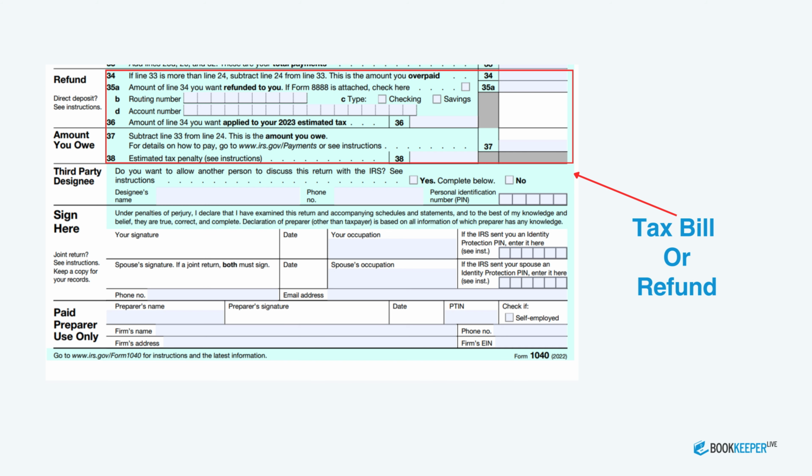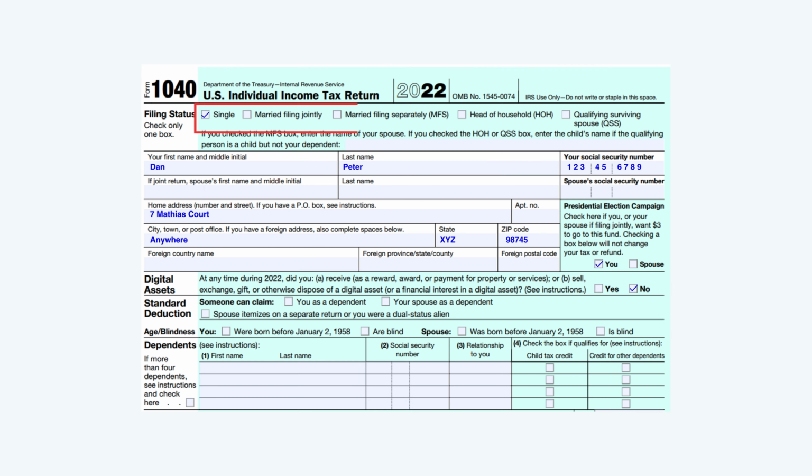Now, let's take a look at the details of an example tax form. This example form is for Dan, who is single. He has checked the single box for his filing status and has filled in his name, social security number, and address information. The form also includes options to contribute to the presidential election campaign and questions about digital assets or virtual currency. The form includes sections for standard deduction and dependents. A tax dependent is a person who qualifies for a dependency exemption on a taxpayer's federal income tax return. Dan has no dependents, so all that information is left blank.